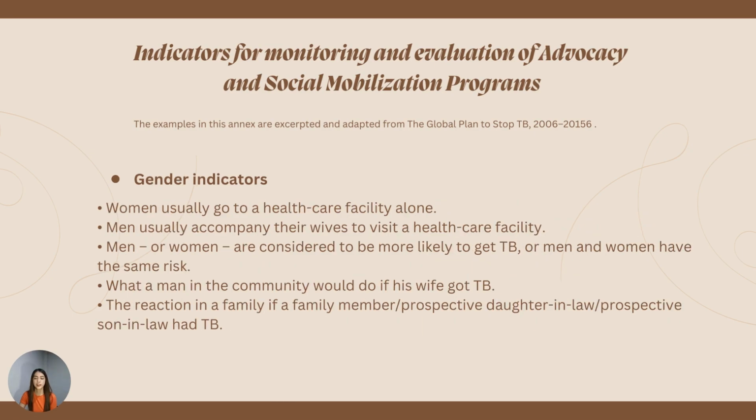Next is the gender indicators. Women usually go to a healthcare facility alone. Men usually accompany their wives to visit a healthcare facility. Men or women are considered to be more likely to get TB, or men and women have the same risk. What a man in the community would do if his wife got TB, and the reaction in a family if a family member, prospective daughter-in-law, or prospective son-in-law had TB.